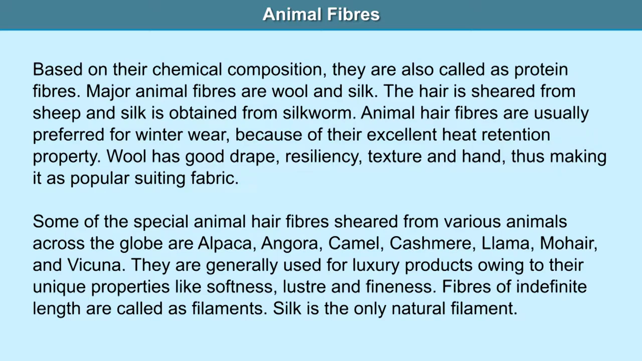Some of the special animal hair fibers sheared from various animals across the globe are alpaca, angora, camel, Kashmiri, llama, mohair, and vicuna. They are generally used for luxury products owing to their unique properties like softness, luster, and fineness. Fibers of indefinite length are called filaments. Silk is the only natural filament.